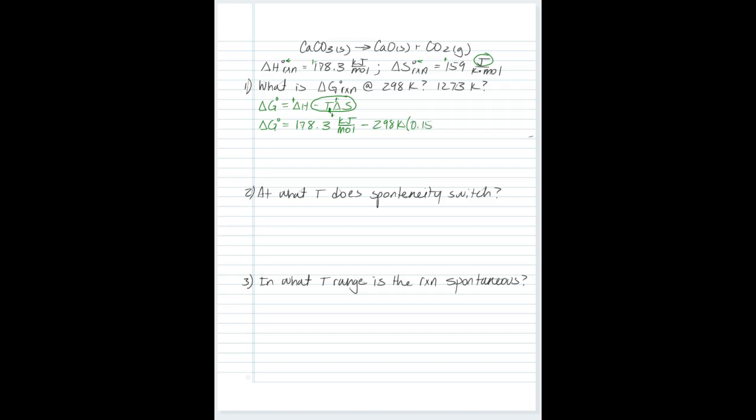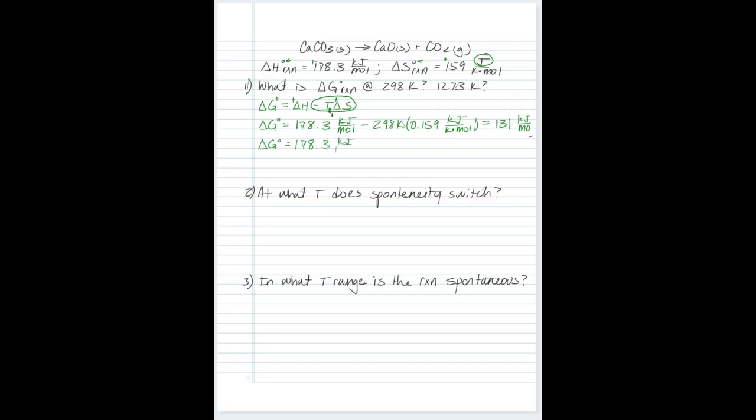So 0.159 kilojoules, I'm dividing by 1,000, over Kelvin per mole. And that is going to give me 131 kilojoules per mole. It's a positive value, just like we predicted. It's not a big enough temperature to outweigh the positive delta H, and so it's going to be an overall positive delta G and a non-spontaneous reaction. Now let's do that for our higher temperature. We'll see if it's high enough to outweigh the positive delta H.